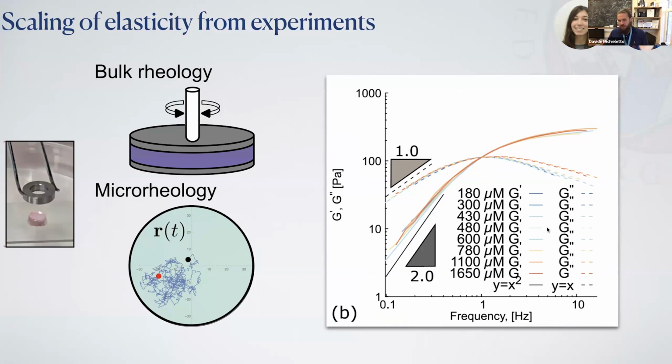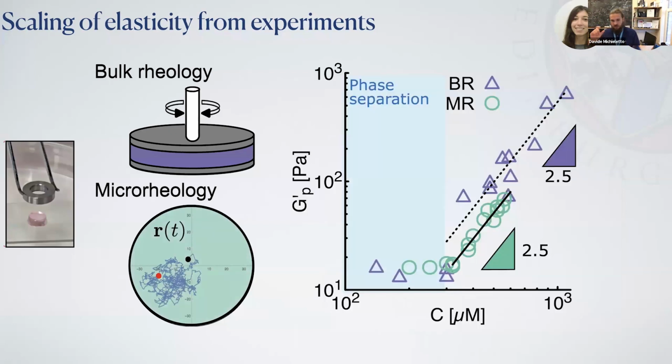But the other thing that we discover because we do this scaling is that we can scale the elastic plateau altogether, but we have to scale it by different quantities, depending on the concentration. So we take that quantity, call it G prime plateau. We are interested in the plateau of the elasticity at high frequency, and we plot it against concentration. And this is the figure that we got. So this is an exponent of 2.5.